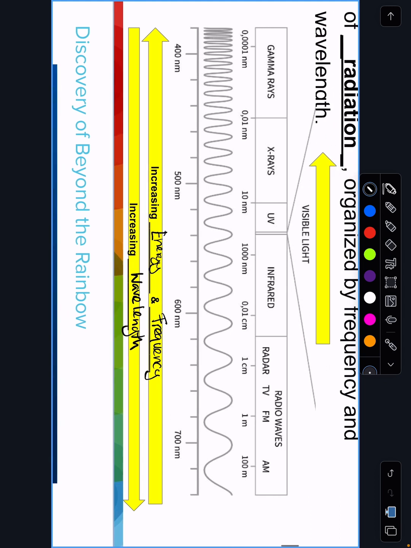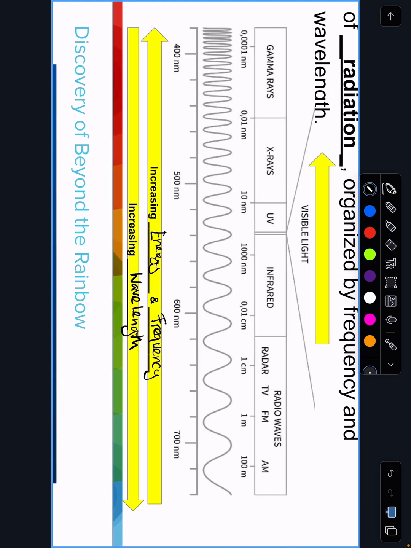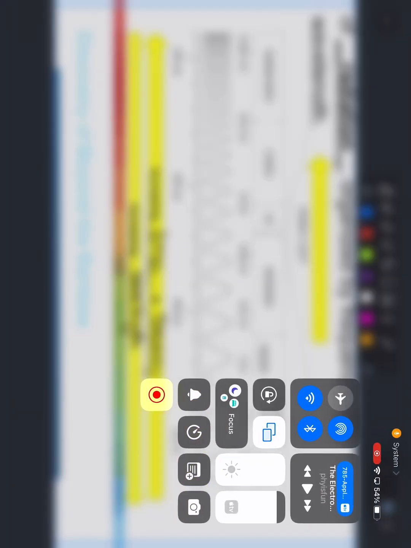Okay, what we're going to do now is three different experiments to kind of understand how these other types of radiation came to be.